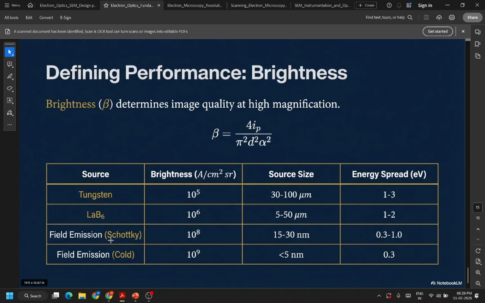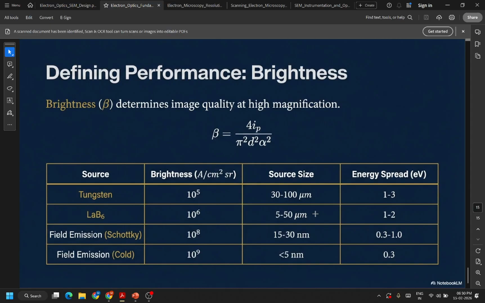So now the field emission is also of two types: Schottky and cold. In Schottky, it's a combination of tunneling and heating, whereas cold is completely at room temperature. So the brightness is highest with cold field emission, and the source size is the smallest here.